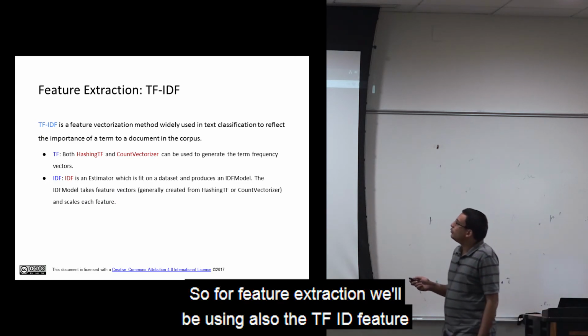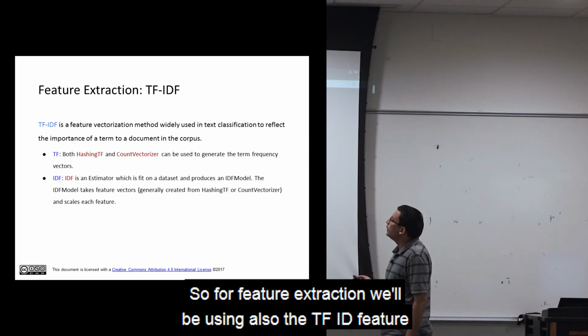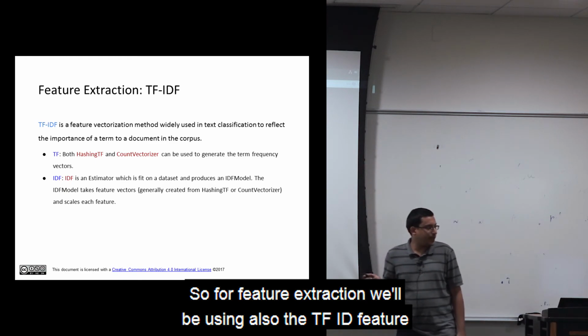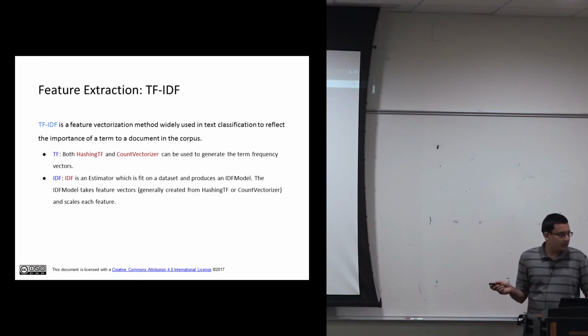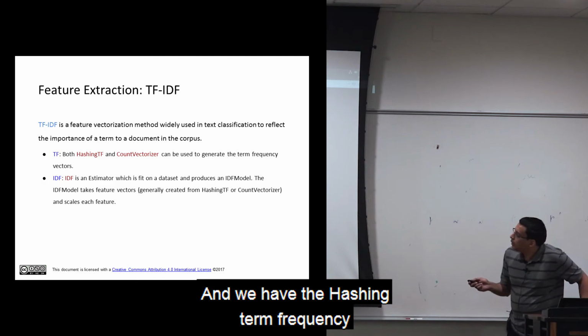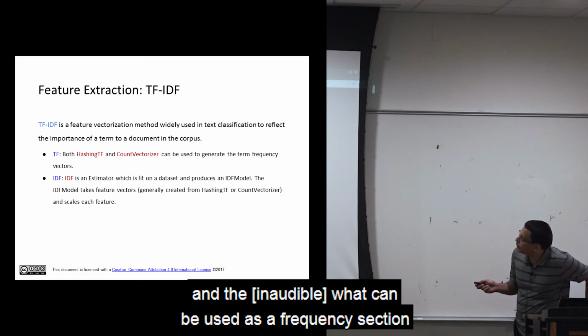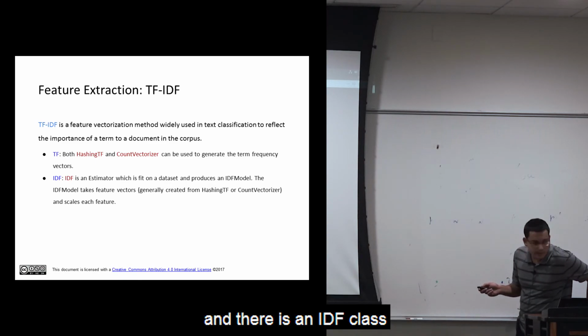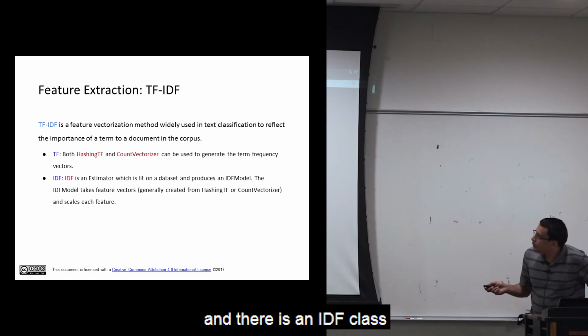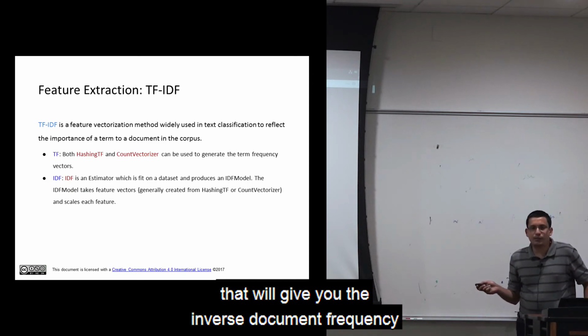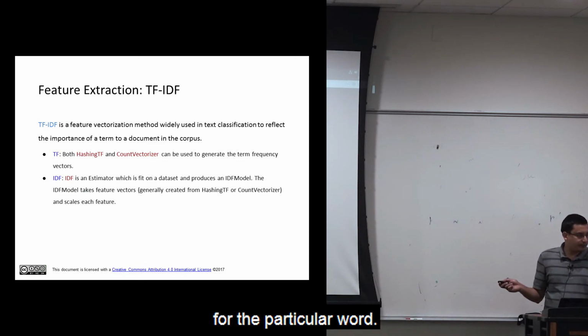So for feature extraction, we will also be using TF-IDF feature extraction, and we have the hashing term frequency and the count vectorizer. Both can be used as a term frequency section, and there is an IDF class that will give you the inverse document frequency for a particular word.